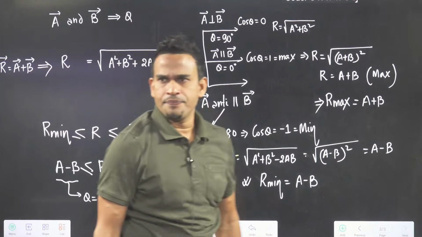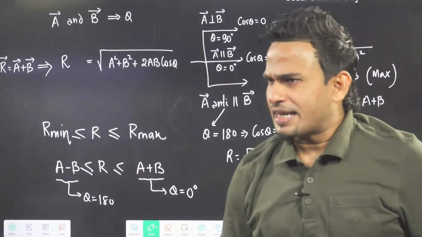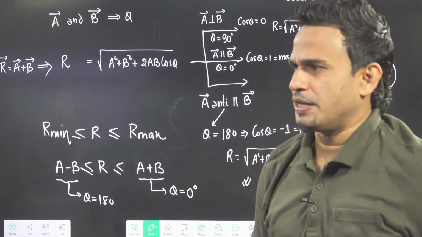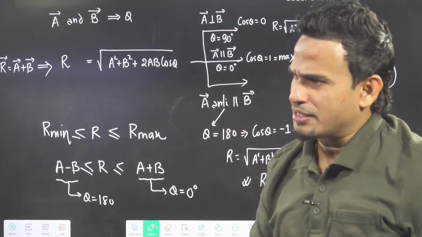Is it okay, bhai? Your resultant of two vectors can never become more than a plus b, and it can never become less than a minus b. It will always be present between these only.